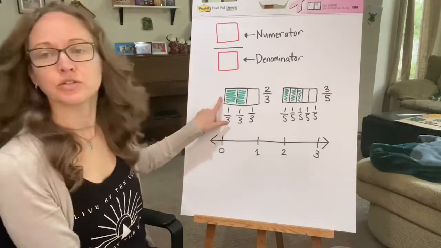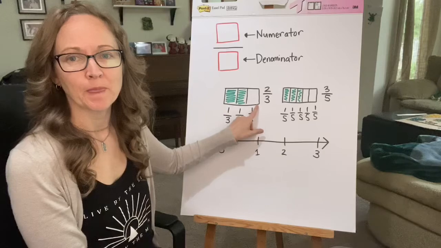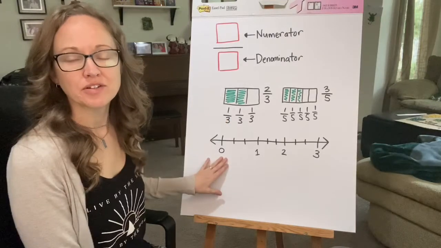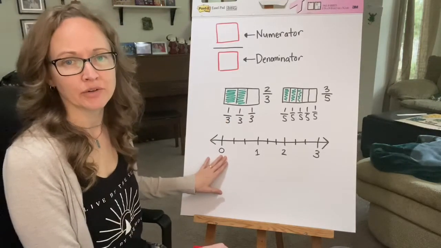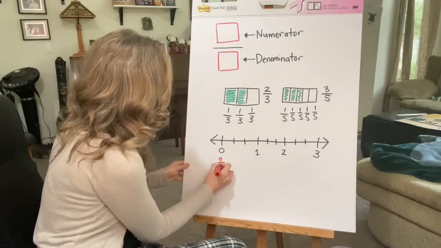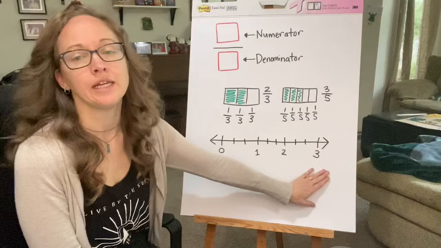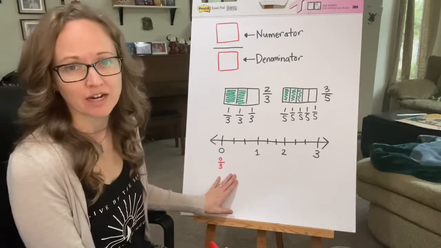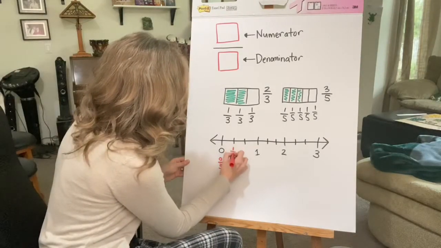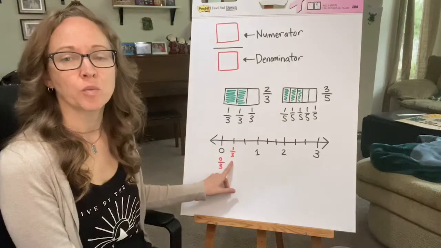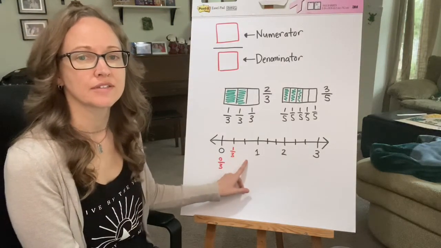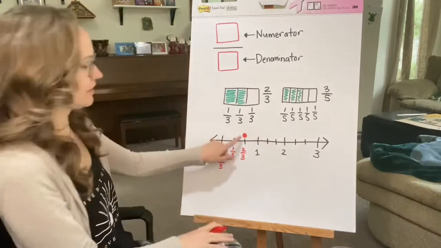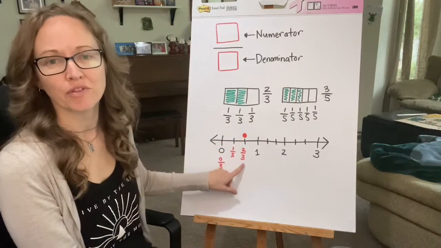Let's start with our 2/3 fraction strip here. That means we're going to break up each whole into 3 equal parts. So let's start at the beginning of our number line. We know that 0 is the same as 0/3 because our number line here is broken up into thirds. What comes next after 0/3 is our unit fraction, 1/3. After 1/3 comes 2/3. Here on the number line is 2/3.